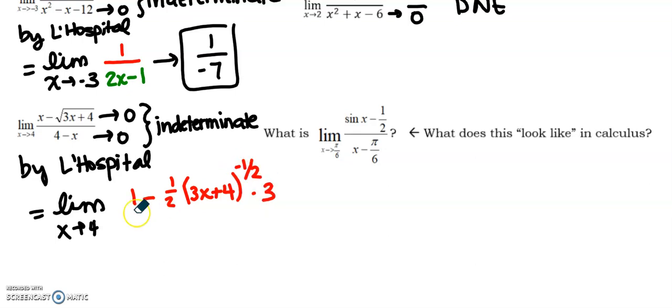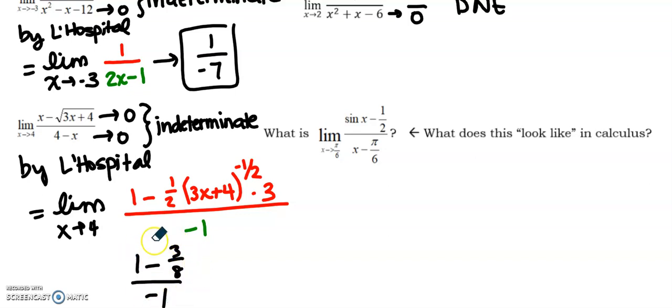So you can pick and choose. Would you rather just multiply by a conjugate? Maybe. And then this is going to be over -1. So now when I plug in 4, this is going to be 1 minus, 3 times 4 is 12, plus 4 is 16. Take a square root is 4. Put it on the bottom is 1/4. That'll be 1/8 times 3. So this is minus 3/8 over -1.